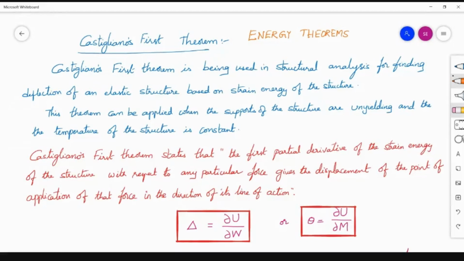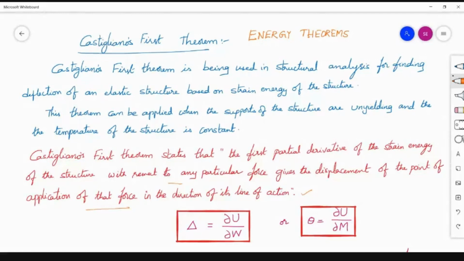Now coming to the next one, Castigliano's first theorem states that as per this theorem, the first partial derivative of the strain energy of the structure with respect to any particular force gives the displacement of the point of application of that force in the direction of its line of action. So in a short way, we can say that delta, deflection at any point, is partial derivative of strain energy with respect to the corresponding load acting at that point.